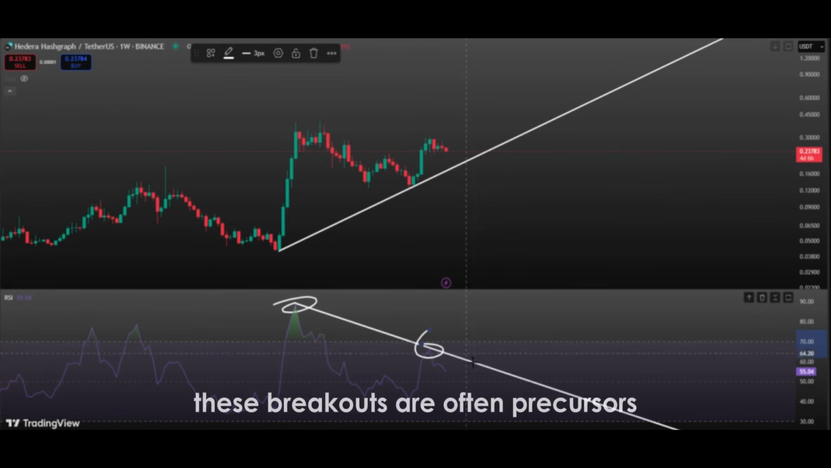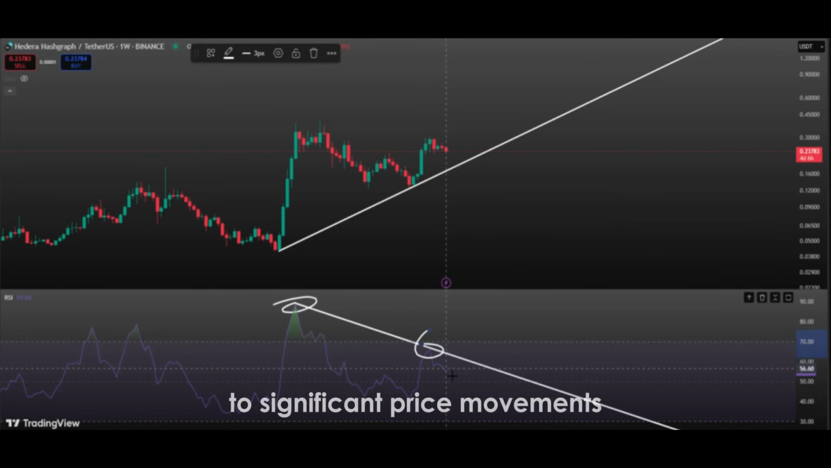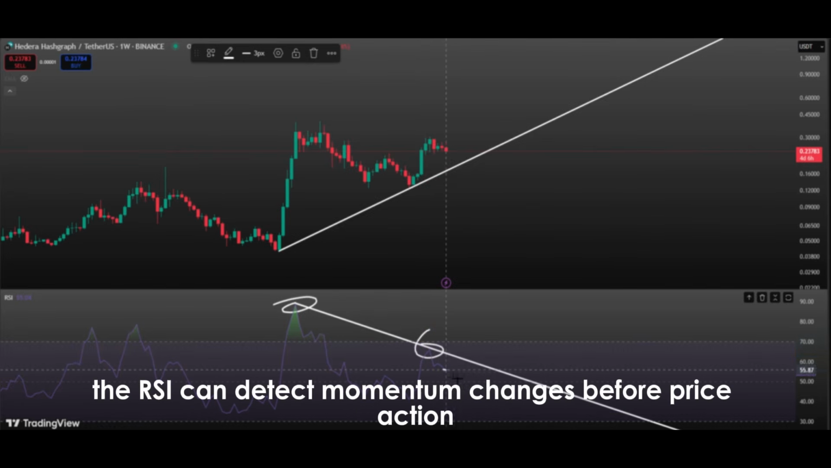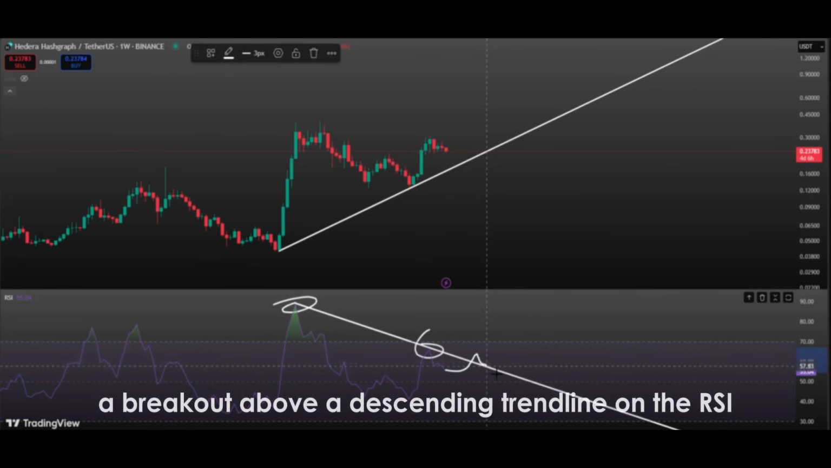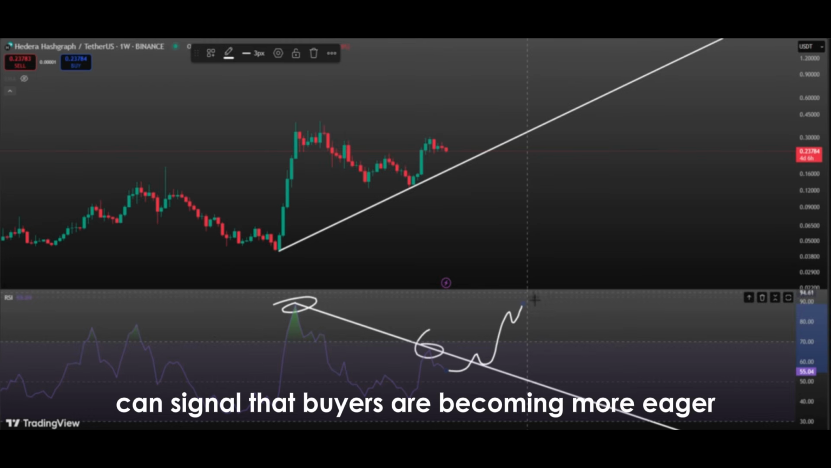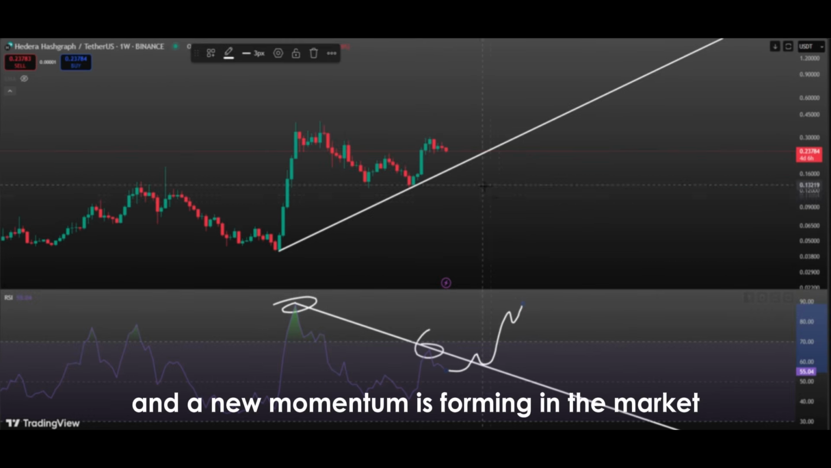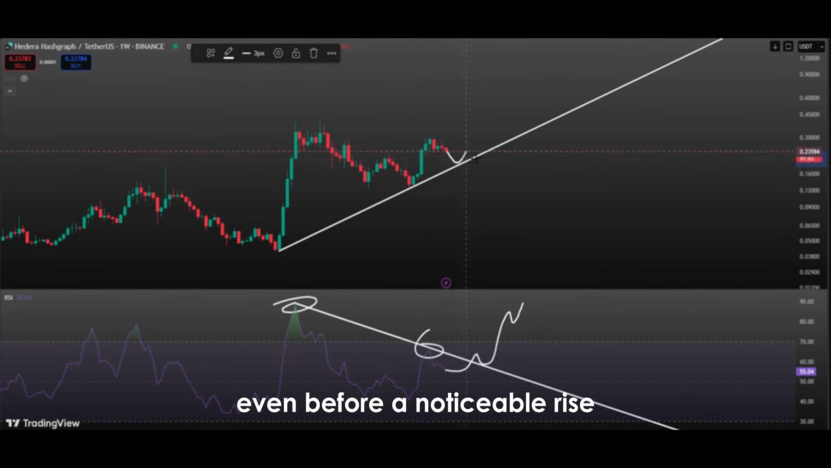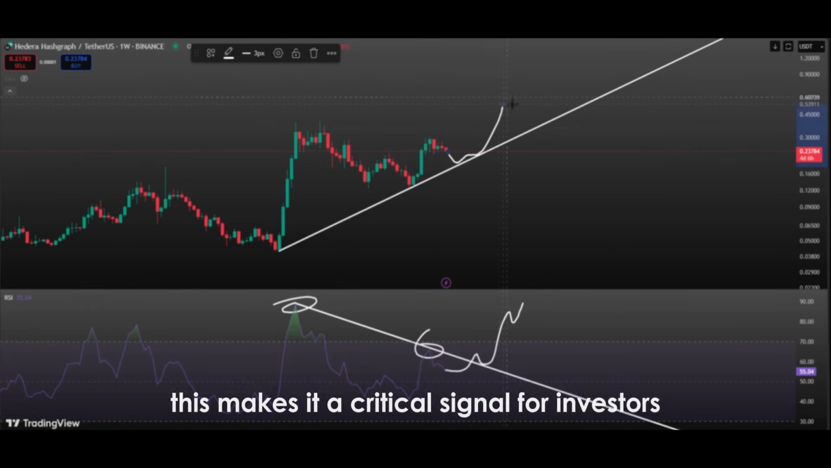The importance of this RSI breakout is not independent of the price movements we see on the chart. In fact, these breakouts are often precursors to significant price movements. The RSI could detect momentum changes before price action, meaning that a breakout above a descending trend line on the RSI can signal that buyers are becoming more eager and a new momentum is forming in the market, even before a noticeable rise appears on the price chart. This makes it a critical signal for investors.